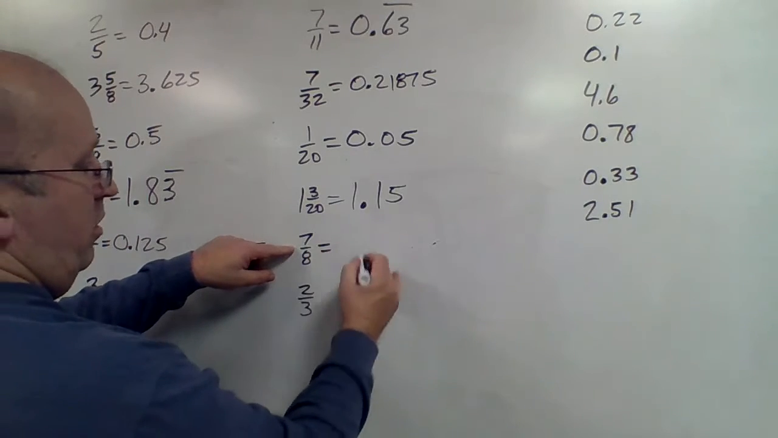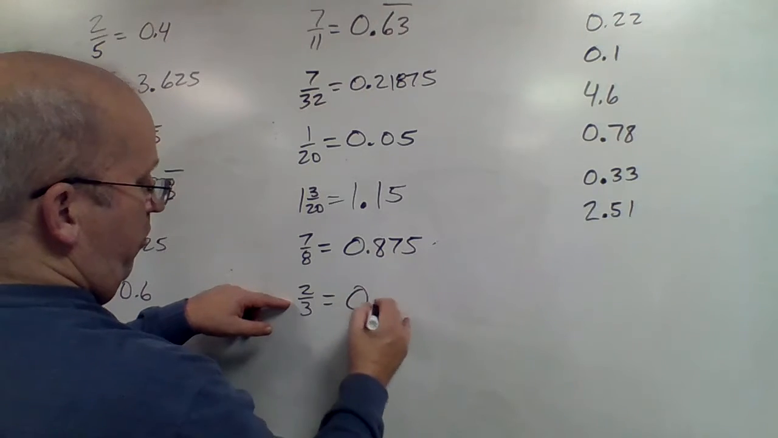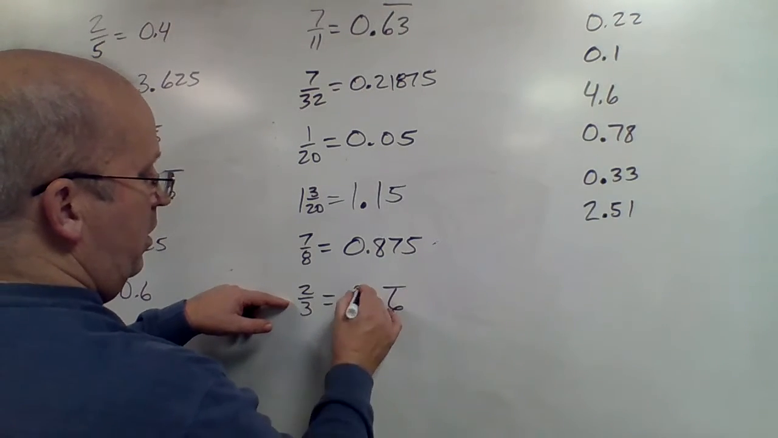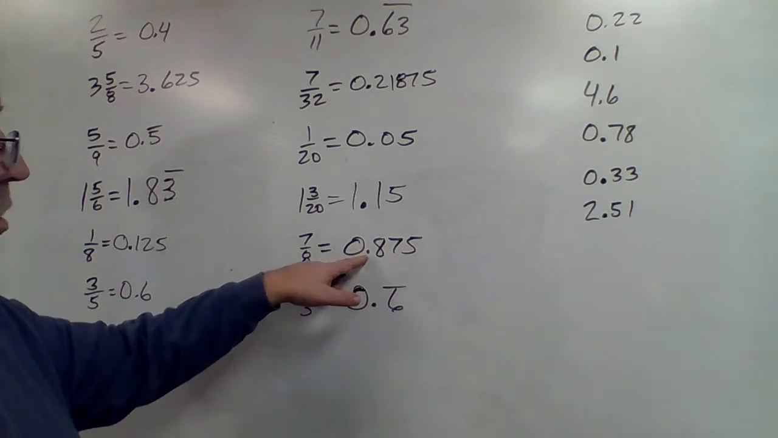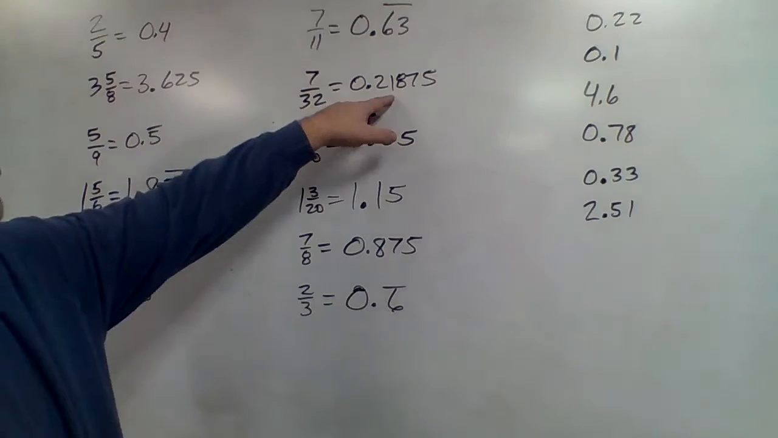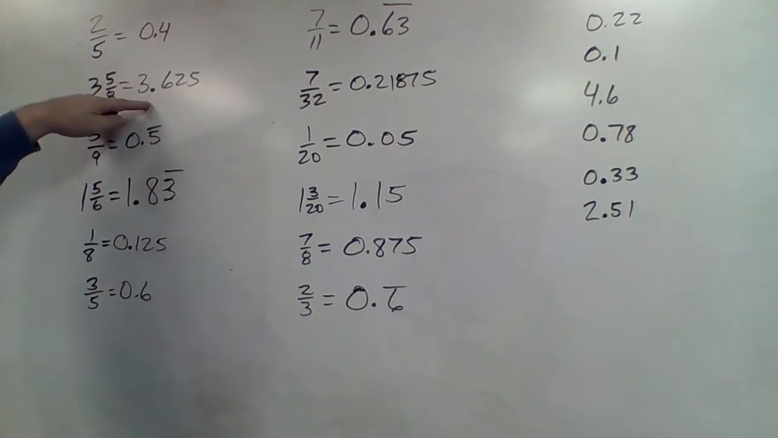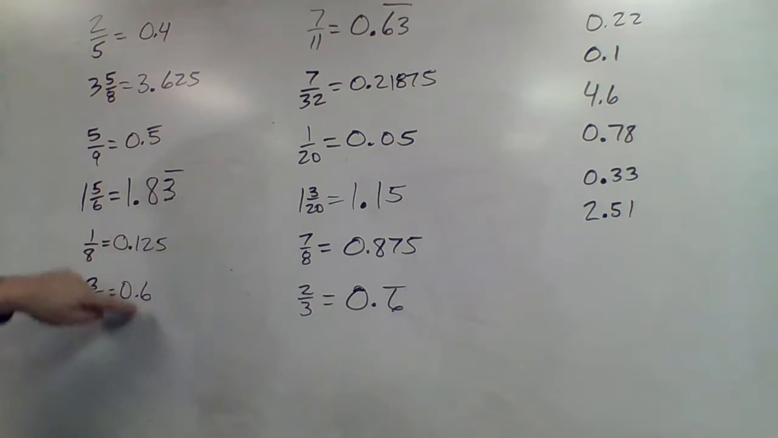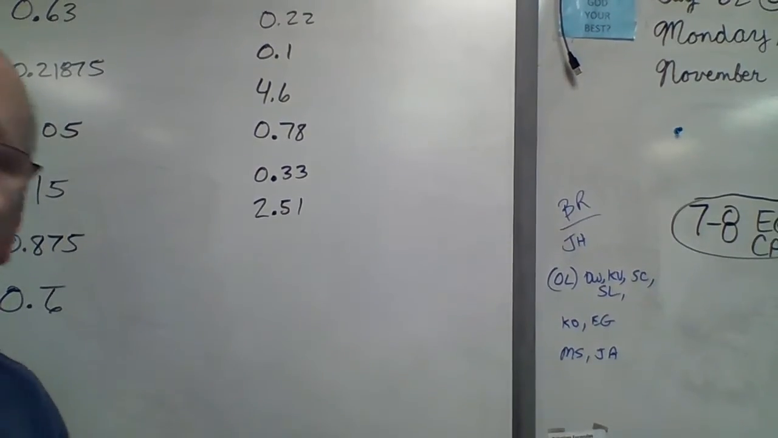Okay, I'm going to tell you these. This one is 0.75, and this one is 0.6 repeating. If you don't believe me, work them out yourself. This one's terminating, this one's repeating. Terminating, terminating, terminating, this one's repeating. And then over here we got terminating, terminating, repeating, repeating, terminating, and terminating. Right? Okay, now how do we change decimals back into fractions?